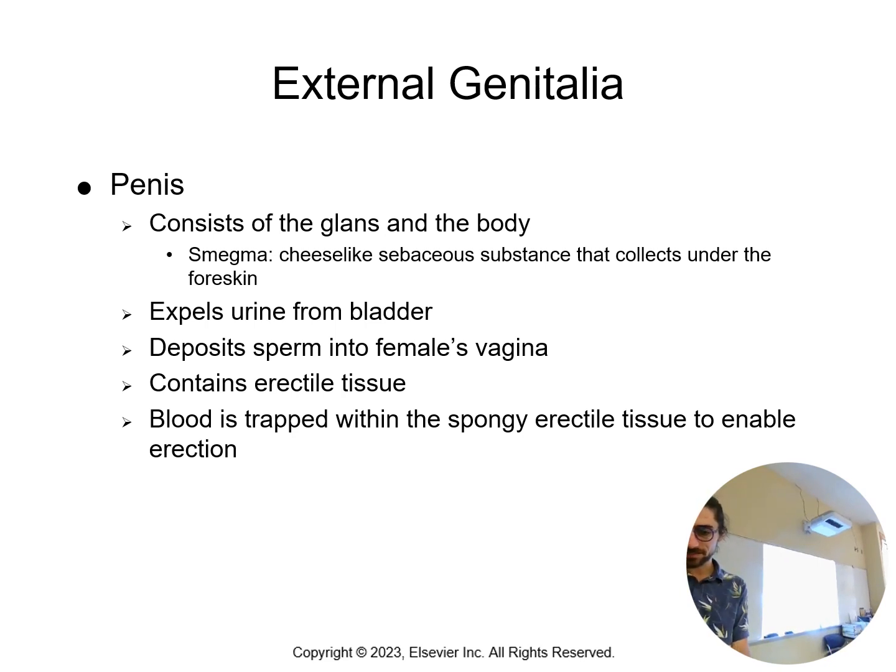The purpose of the penis is depositing sperm, and it contains erectile tissue. What actually causes an erection? It's blood getting trapped in the penis itself. Say you tourniquet an arm to get the veins to bulge out. Essentially, the entire tissue structure is designed to start holding blood and then have a rigid structure once it gets filled with blood.